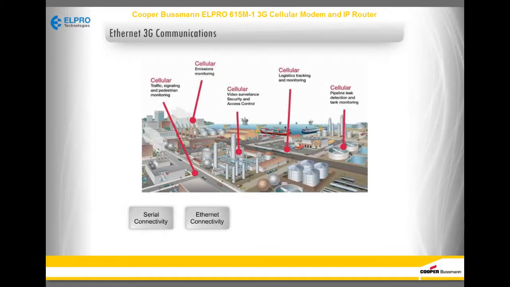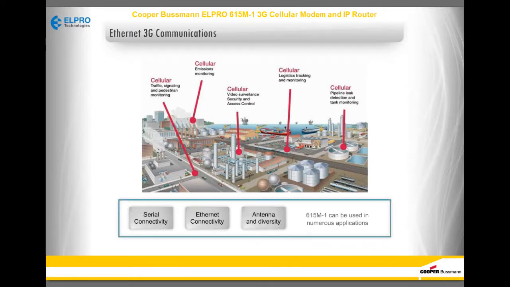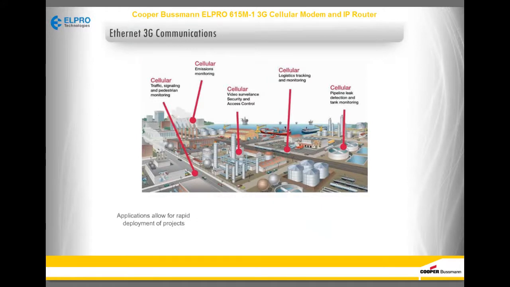With both serial and Ethernet connectivity, along with antenna and the diversity for challenging cellular environments, the 615M1 can be used in numerous applications as currently displayed. These applications allow for rapid deployment of projects to gain insight and control, allowing for the streamline of operations for greater quality and improved information management.